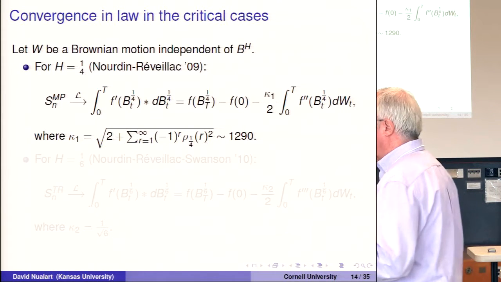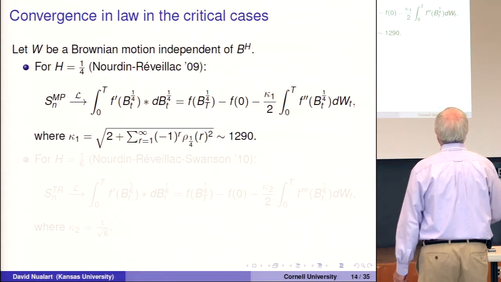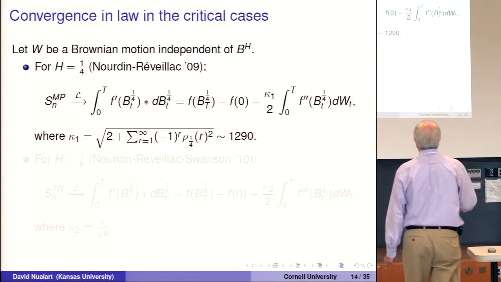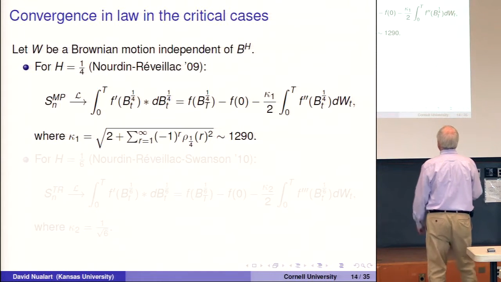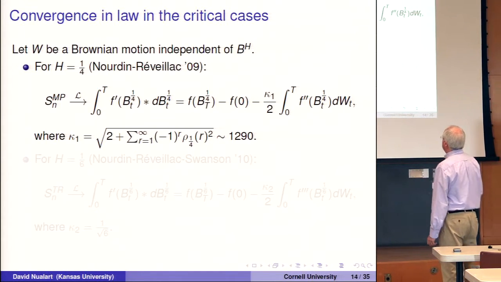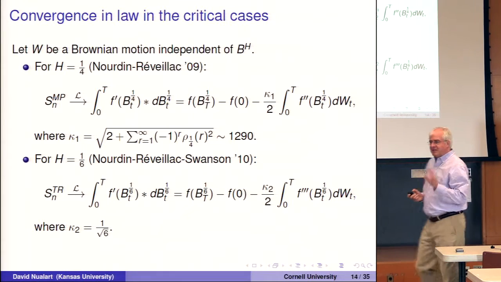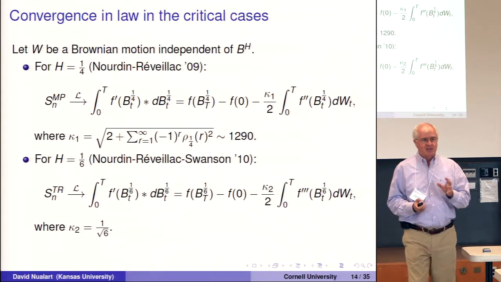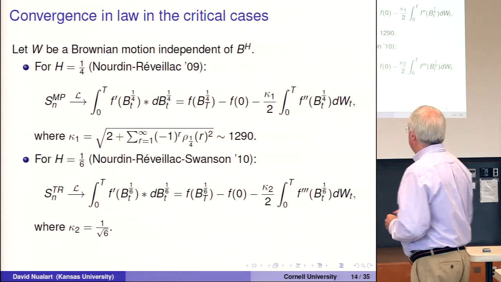It's not an Ito formula in law, it's a non-central limit theorem where the limit is conditionally Gaussian. So the limit has random variance. The variance depends on B^{1/4}, and then W is an independent Brownian motion. And there's a constant here. So this is for H equal to 1/4, and you have something similar for H equal to 1/6, but in that case you have a third derivative. So that's far from the Ito formula, because now you have a third derivative here. And again you have a Brownian motion independent of B^H.